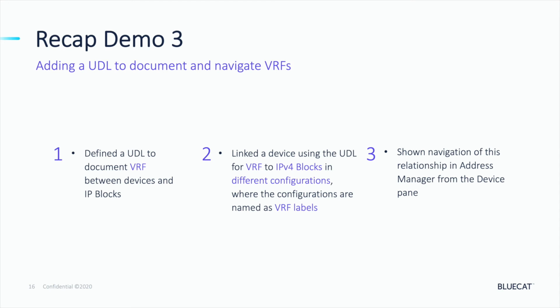We've shown how we can document VRFs by utilising a link type definition between a device and an IPv4 block. VRFs may have overlapping address space defined, so we've used different configurations which represent the VRF labels. We've linked all of our explicit infrastructure under the new UDL and shown how we can navigate this new implicit relationship now present on our device from the Address Manager.